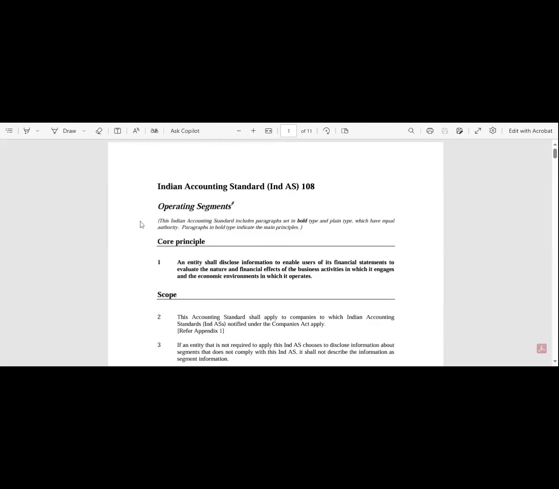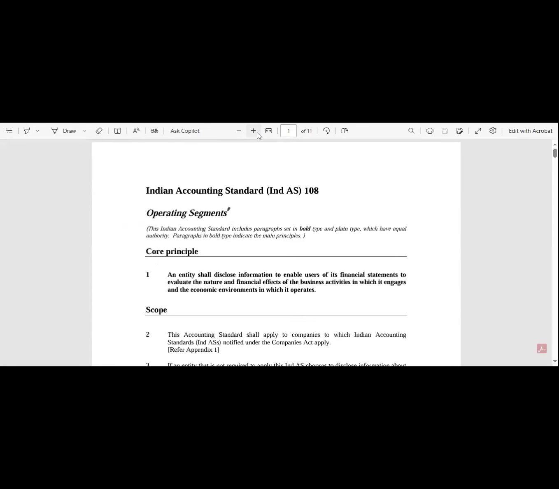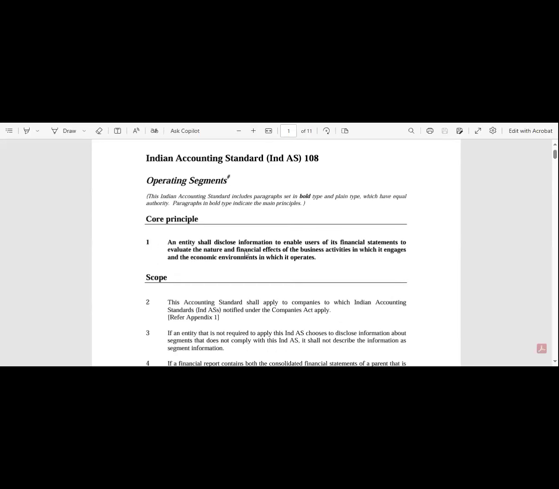If you see on your screen now, you see Indian Accounting Standard 108. It is an 11-page PDF. In it, some guidelines are given on how the company can disclose its financial information for each and every segment. What is the core principle? The entity shall disclose information to enable users of its financial statements to evaluate the nature and the financial effects of its business activities.